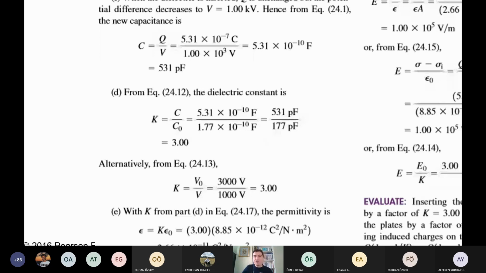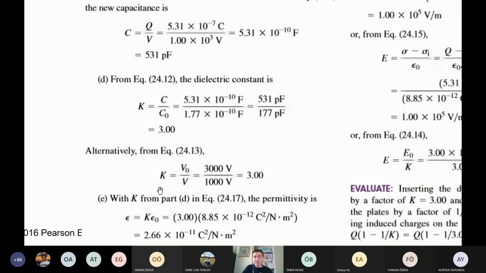Okay, K can also be calculated by using this relation, V0 over V. Don't forget these different types of calculation of K. They will be very useful for you during the exams. This is the initial potential difference between the plates, and this is the final potential difference. Then you can also find 3 here.